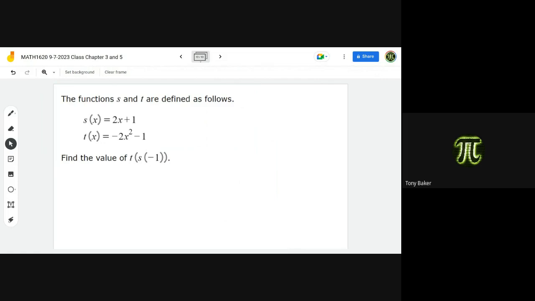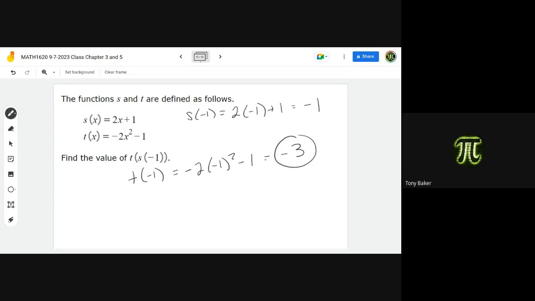Which function am I doing first here? S. So I'm going to plug in 1 or negative 1. Negative 1. So now I have T of negative 1. So negative 2 times negative 1 squared minus 1 is negative 3. Because negative 1 squared is 1, 1 times negative 2 is negative 2. So the final answer is negative 3.